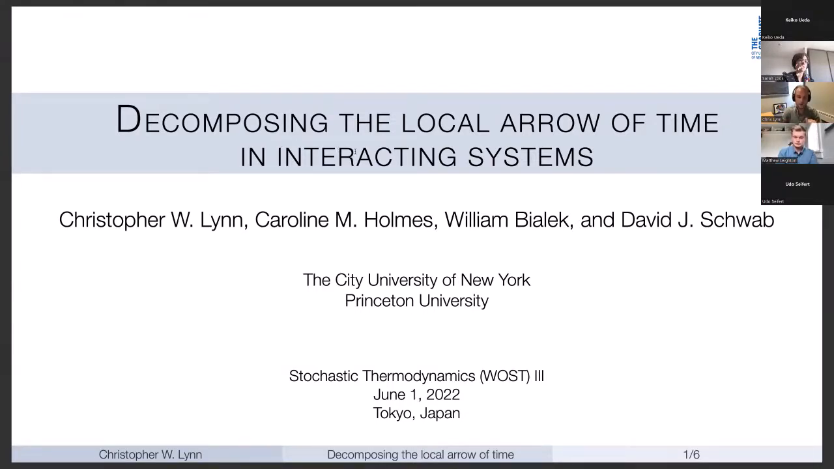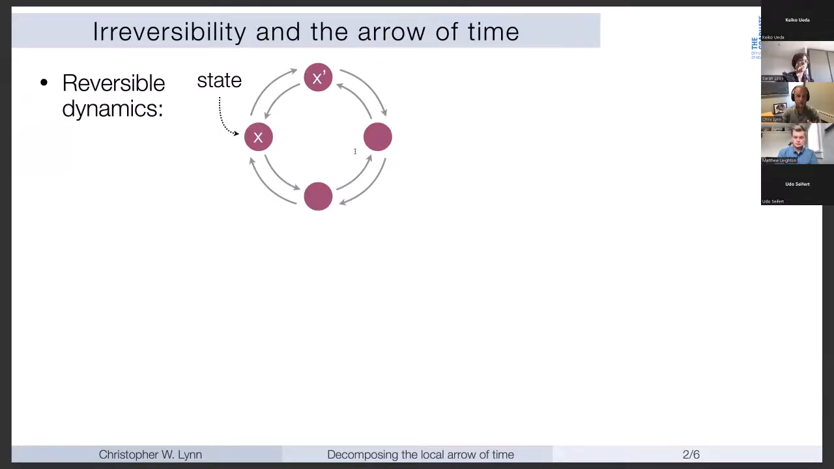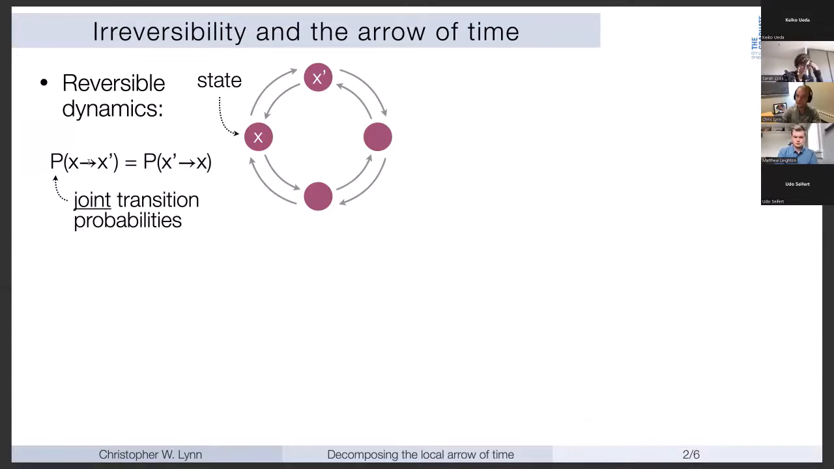So just so we're all on the same page, I just wanted to quickly state for the record what I mean when I'm saying reversible and irreversible and broken detail balance and things like this. Suppose you have a simple system here with 4 states, so 2 of the states being x and x prime. What we're going to be talking about this whole time is these joint transition probabilities. So the probabilities of being at state x and then going to state x prime. So for a reversible system, what we have is that these transition probabilities are equal to their time reverse, and this is, as we know, just the detail balance condition.